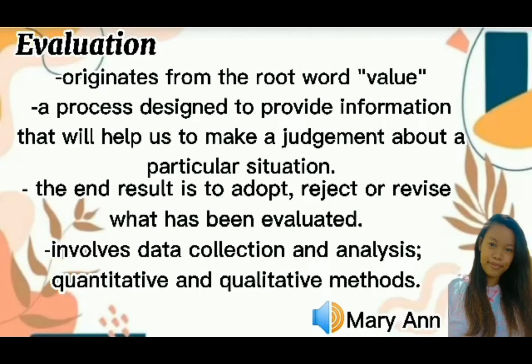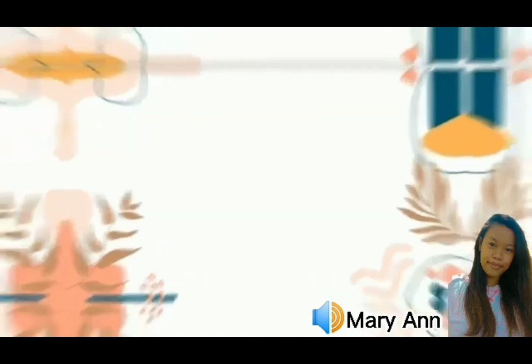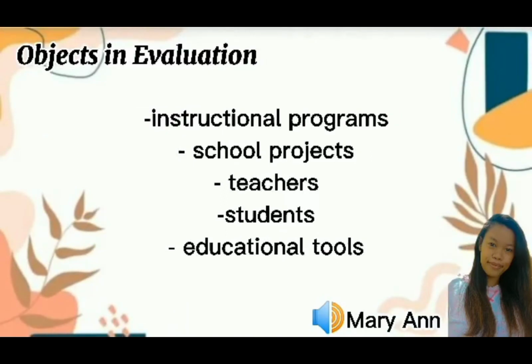It involves data collection and analysis, quantitative and qualitative methods. So the difference between qualitative and quantitative method is that quantitative is expressed as numbers like units, prices, proportions, rates, or ratios, while qualitative method is expressed as words. So next is objects in evaluation, which are instructional programs, school projects, teachers, students, educational tools. So with the help of these objects, the evaluator can critically examine, collect, and analyze information.